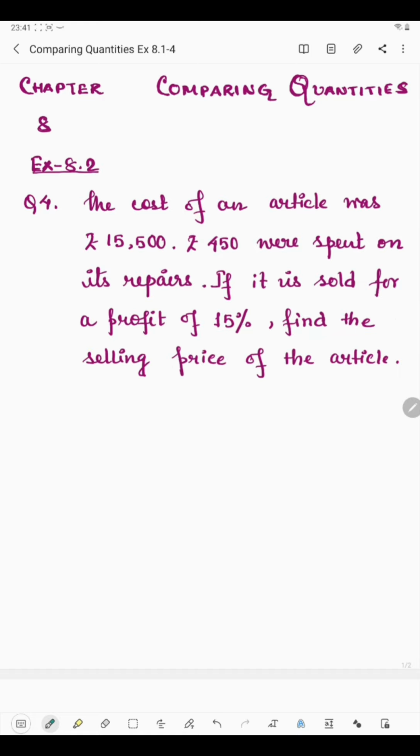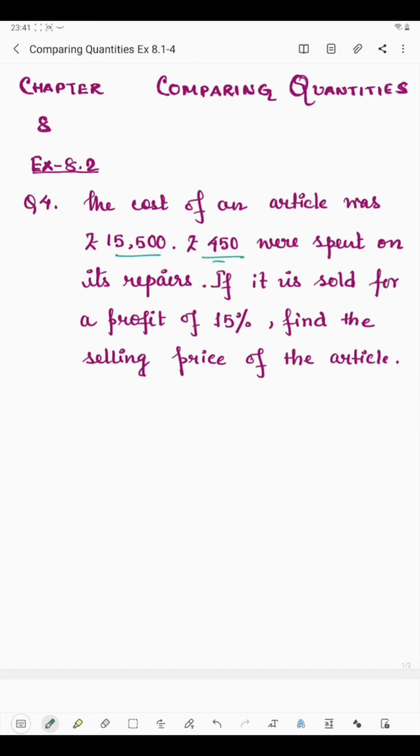Now suppose I purchased an old bicycle which cost rupees 15,500. Now before selling I need to repair it, and this much money I spent on repairing. So what is the cost price of the bicycle or whatever I have bought?